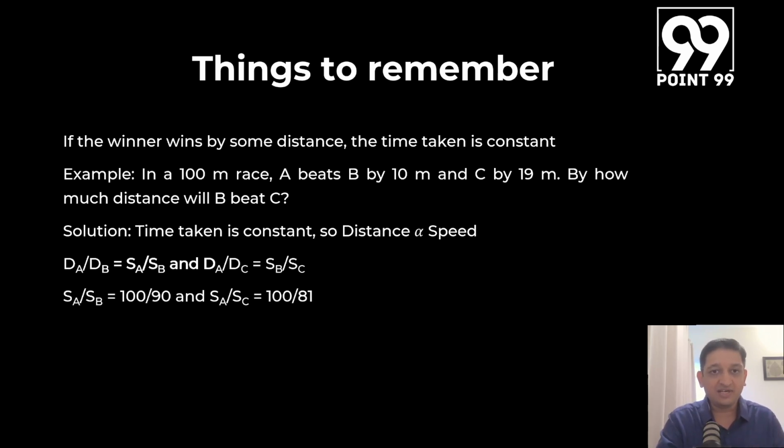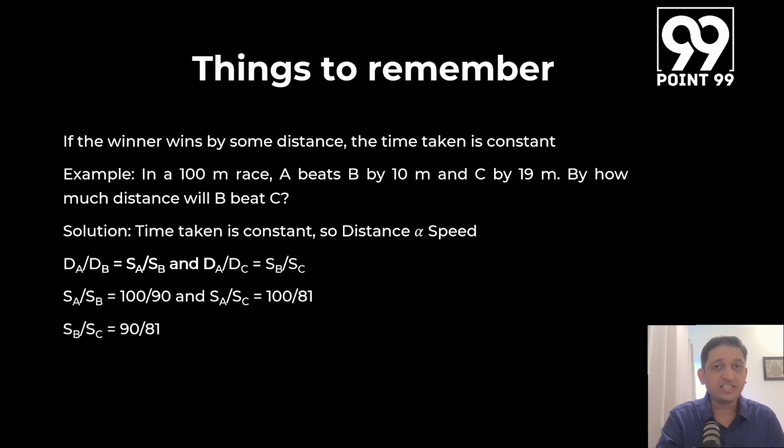So from the given data, we know that A beats B by 10 meters, meaning that when A covers 100 meters, B would have been 10 meters short, or B would have covered 90 meters. So speed A by speed B is going to be 100 by 90, and similarly speed A by speed C is going to be 100 by 81, because C has been beaten by 19 meters, so C would have already covered 81 meters.